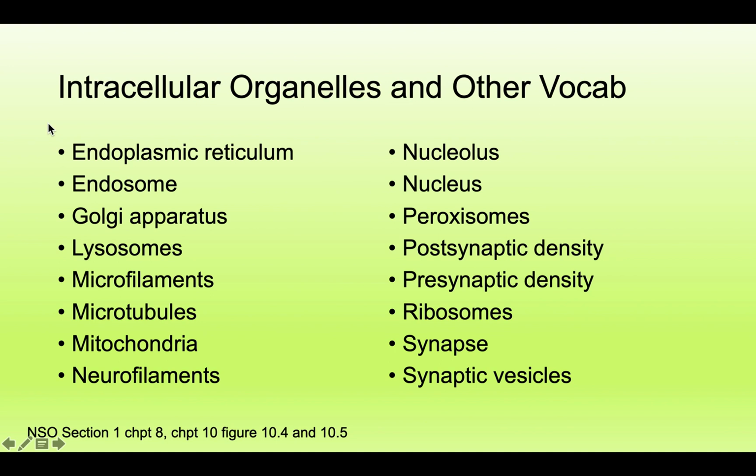This is just a list of intracellular organelles and some other useful vocabulary terms that you should be familiar with. If it's been a while since you've seen the inside of a bio textbook, it might be a good idea to go through these terms and make sure you have a handle on just the basics of what a cell is. Because neurons, of course, are cells, but they have lots of other fun features too that most cells don't have.